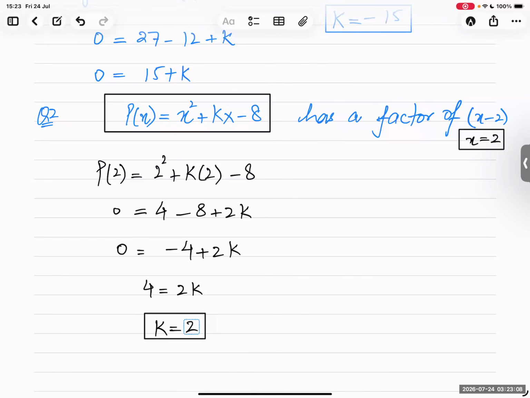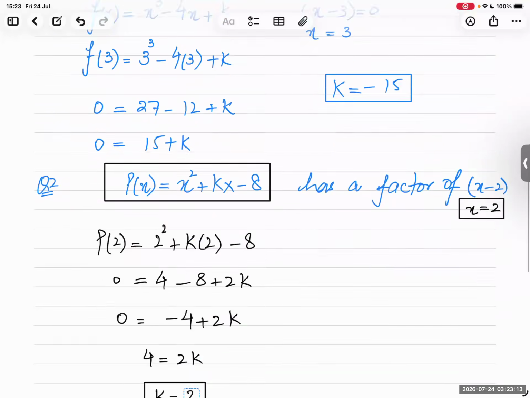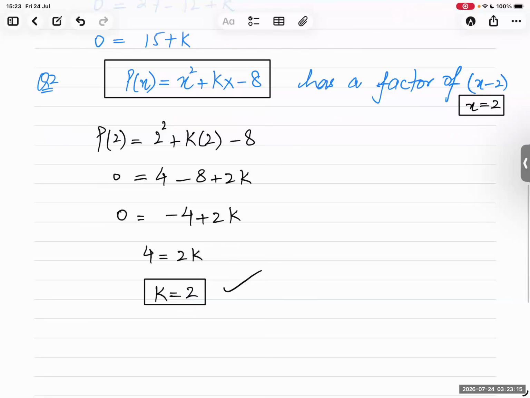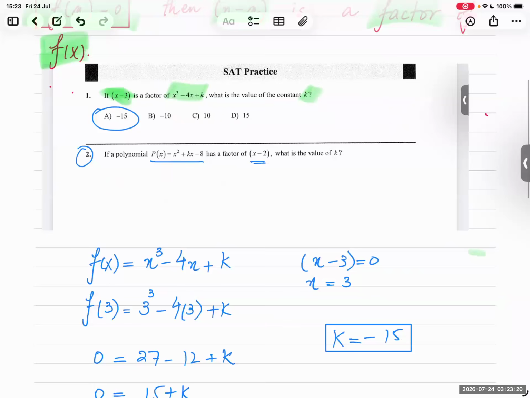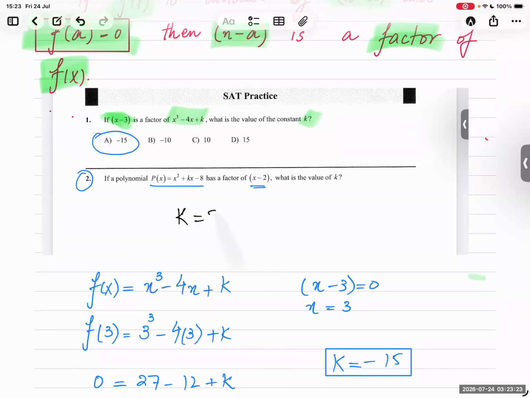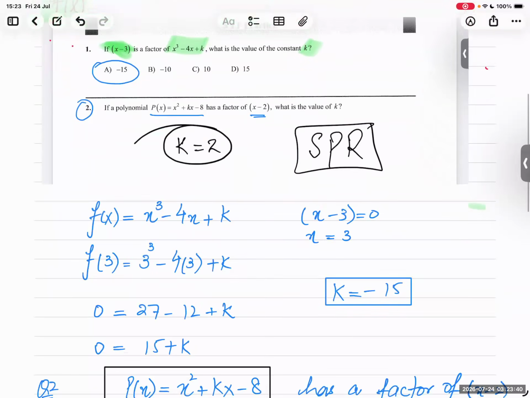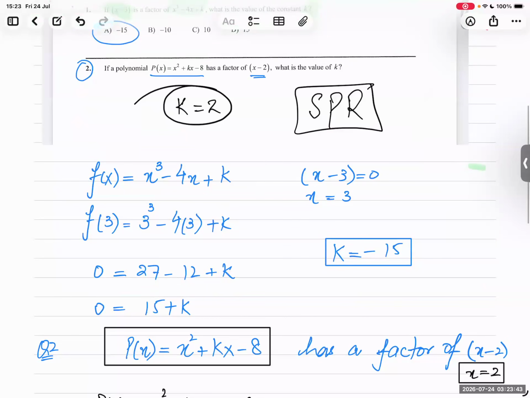That's how they're going to ask you questions related to the factor theorem, and this is how we apply the result. So the value of k is equal to 2. There are no options given. We'll be getting questions like these, which we call SPRs, student produced responses.